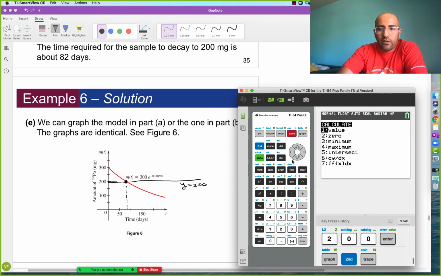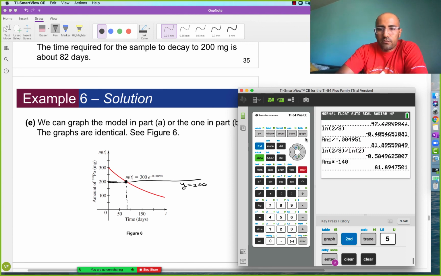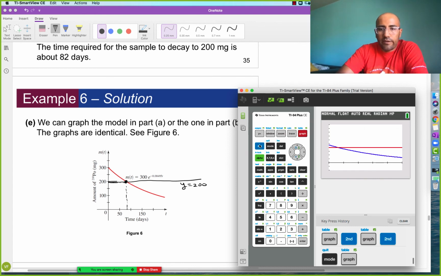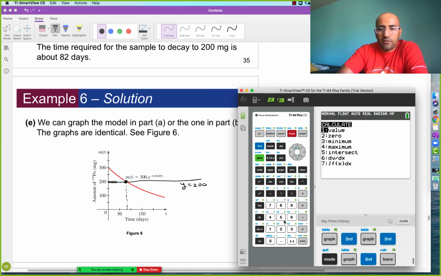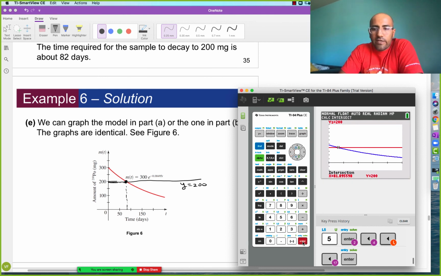So second, calculate, intersection is the fifth option down. Hit enter once to select the blue one, hit enter twice to select the red one. Oops, I accidentally hit clear. Graph. Okay, sorry, doing it one more time. Second, calculate, intersection is the fifth option down. Hit enter once to select the blue one, hit enter twice to select the red one. And now you want to use the little arrows to get pretty close to where the intersection is. Right around there, right? It says guess. Then hit enter. And there's our intersection, and there's our answer.